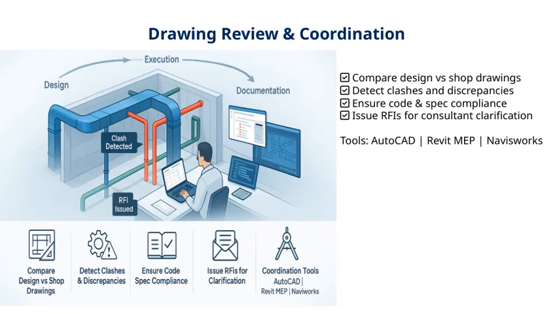Today, I want to talk about the importance of drawing review and coordination in our project. First, we compare the design drawings with the shop drawings to ensure everything aligns correctly. This step is crucial because it helps us catch potential issues early on. Next, we focus on detecting clashes and discrepancies. These are conflicts between different systems or components that could cause problems during construction. Addressing these issues early saves us time and costs later.